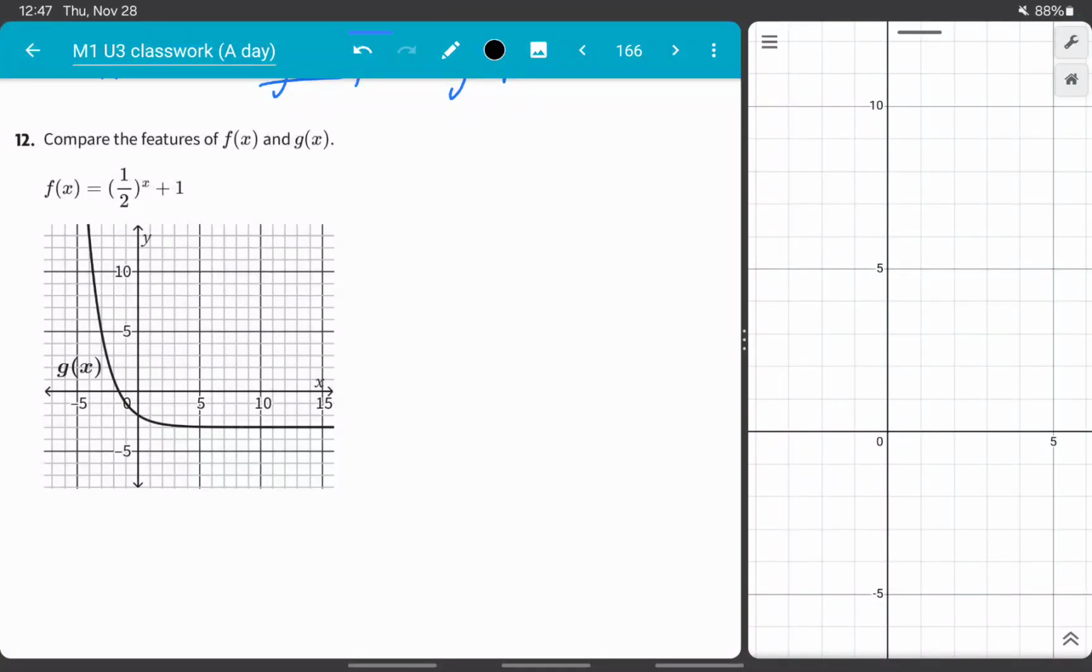Compare the features of f of x and g of x. F of x is (1/2)^x + 1, and g of x is the graph represented on the plane here. So let's think about some of the ways that we can compare functions.